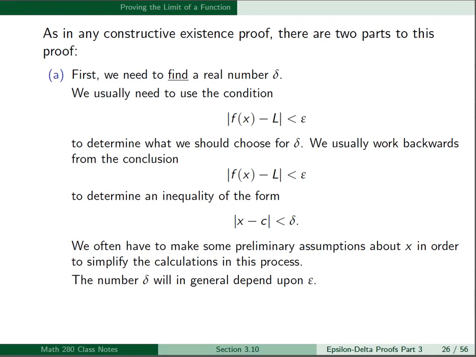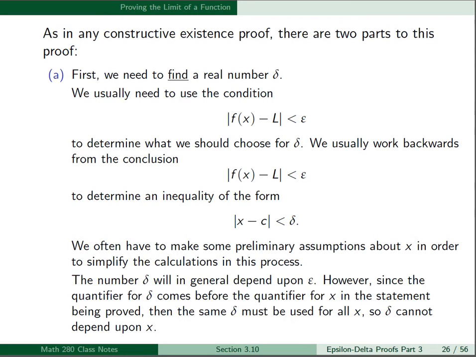The number delta will, in general, depend upon epsilon. However, since the quantifier for delta comes before the quantifier for x in the statement being proved, the same delta must be used for all x, so delta cannot depend upon x.